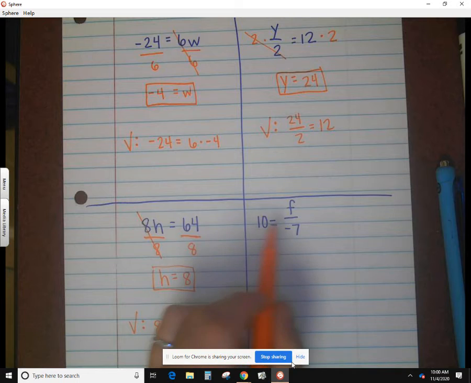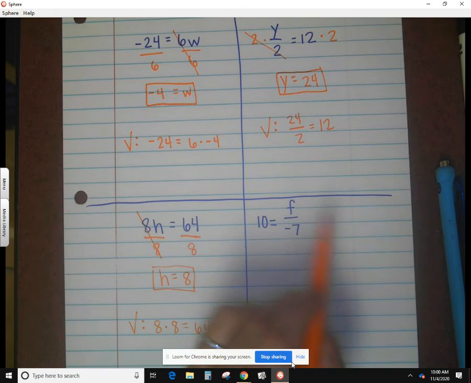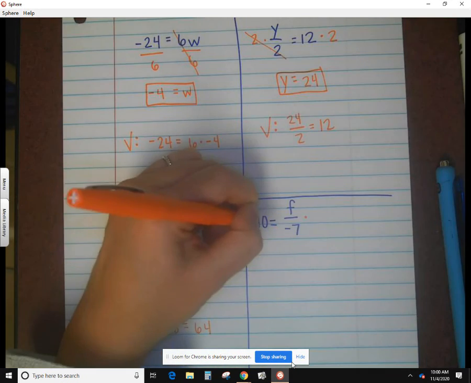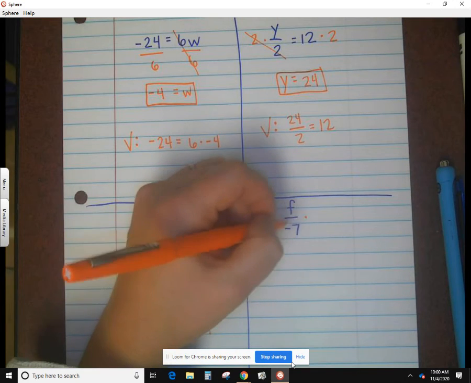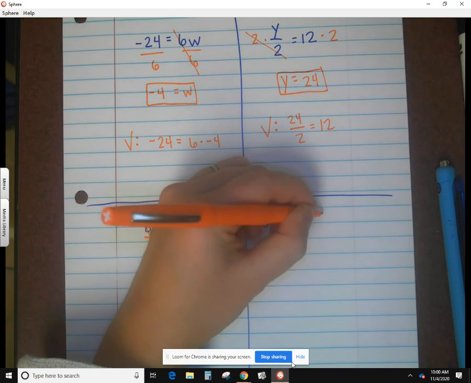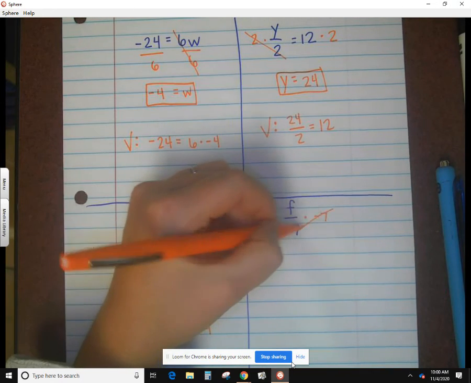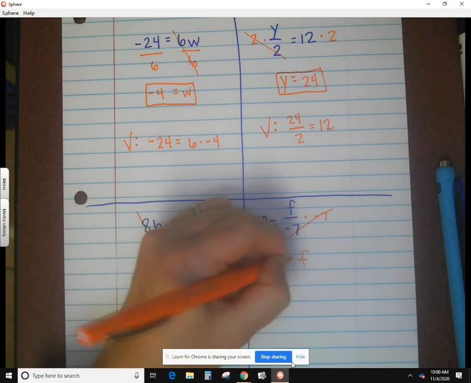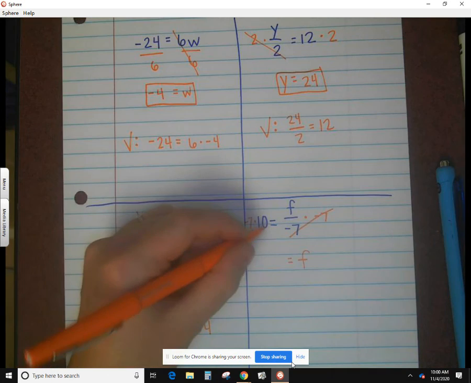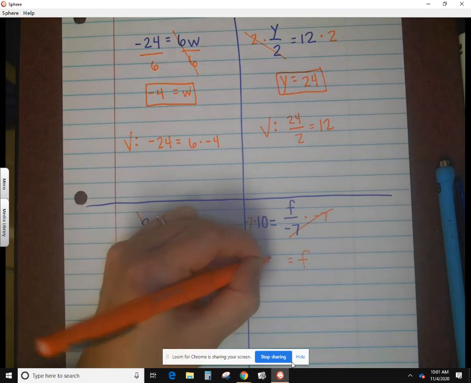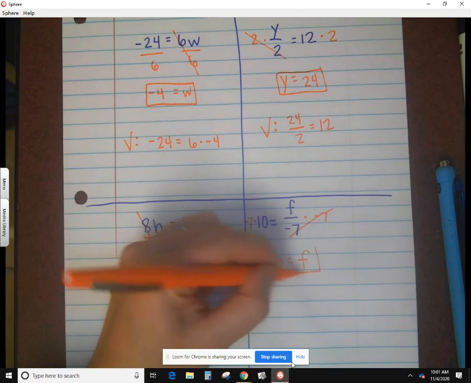Don't just write it down. Okay, again, we've got a variable on the other side. That's okay. We've got a negative number, so we got to be really careful with our integer rules. We've got division, so we're going to use multiplication to cancel that out. Because it was dividing by -7, we're going to multiply by -7. This is going to cancel out, leaving just f on the right-hand side. And then -7 times 10 gives me -70.